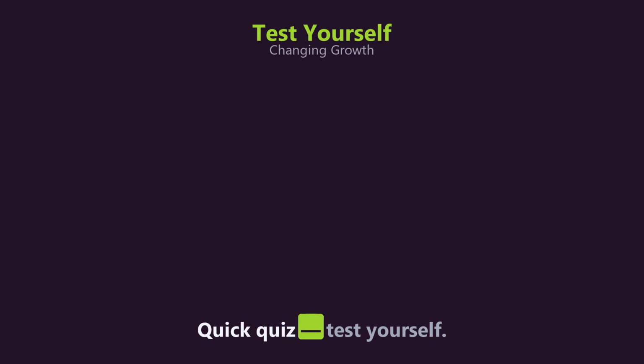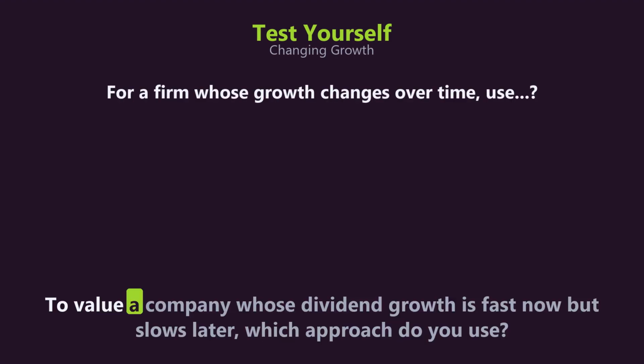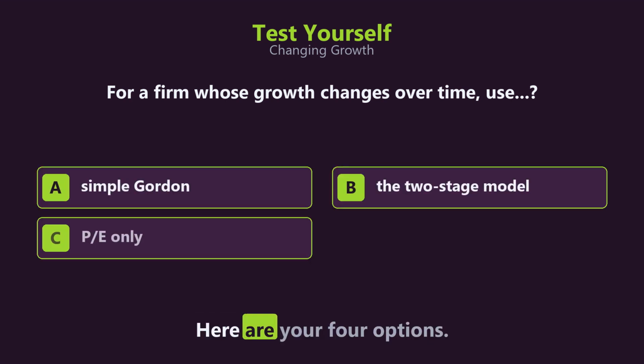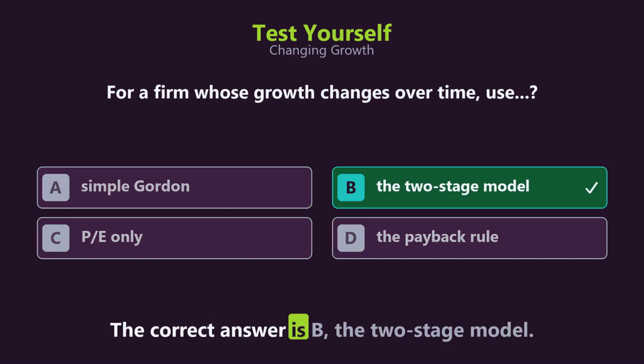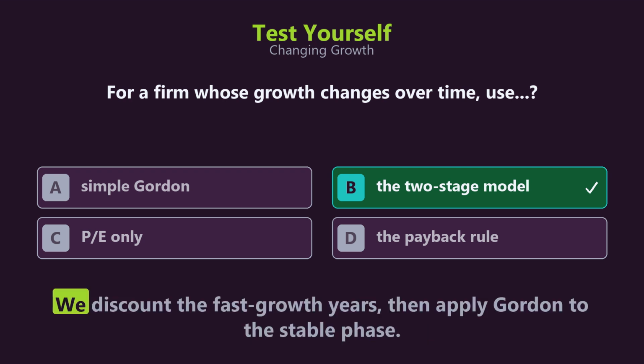Quick quiz, test yourself. To value a company whose dividend growth is fast now but slows later, which approach do you use? Here are your 4 options. Pause the video and solve it now. The correct answer is B, the 2-stage model. We discount the fast growth years, then apply Gordon to the stable phase.